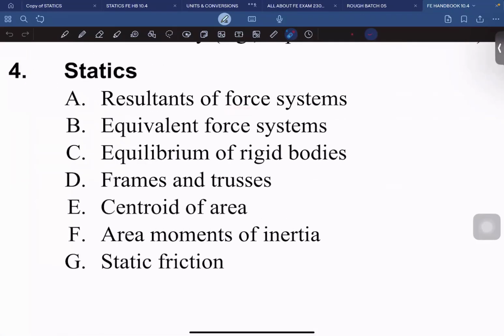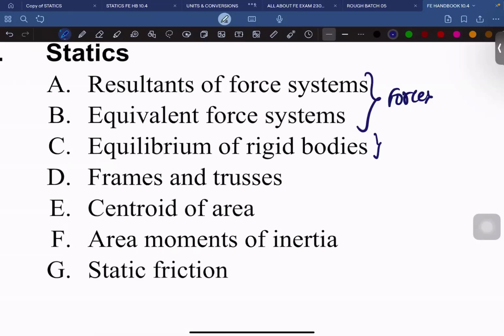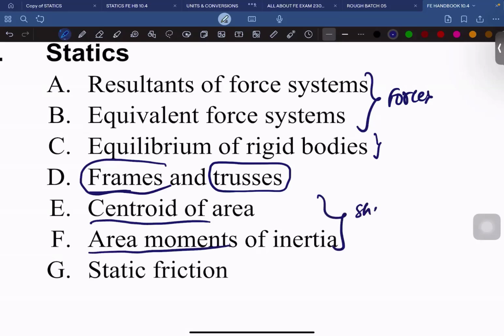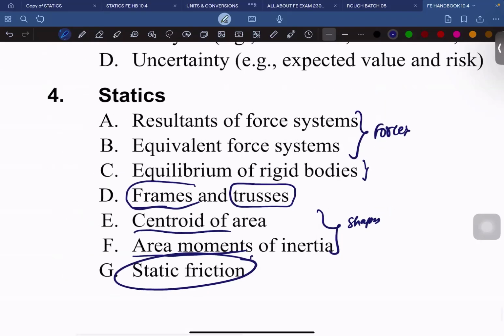Resultant of forces, equivalent forces. So the first two topics are basically about the forces. And then the next topic is about equilibrium. And then we study about the frames and trusses. You guys know what are the trusses, what are the frames. And then the center of area. This is all about the cross-sectional areas and shapes. So this is the whole part of the statics you're going to learn. Yes, exactly. So this is the entire statics.